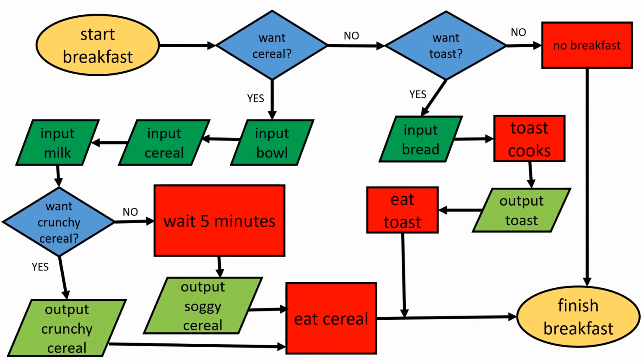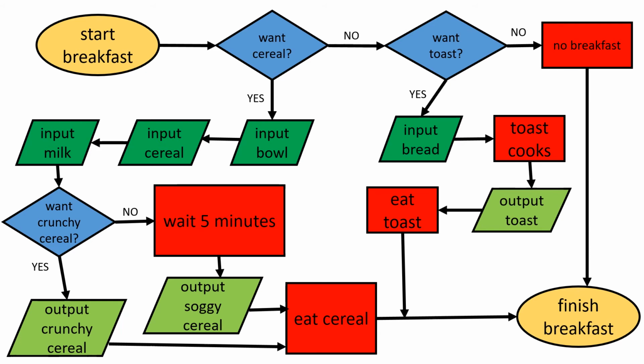Let's look at our breakfast algorithm for a slightly more complex example. I won't go into all of these details, but follow it through for yourself. In this algorithm, we start our breakfast, we decide if we want to eat cereal or toast, and whichever one we say yes to, there are inputs to follow through to processes. If we go for cereal, we have an extra decision. Do we want crunchy cereal?